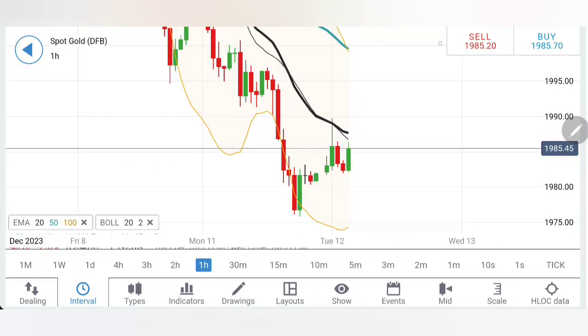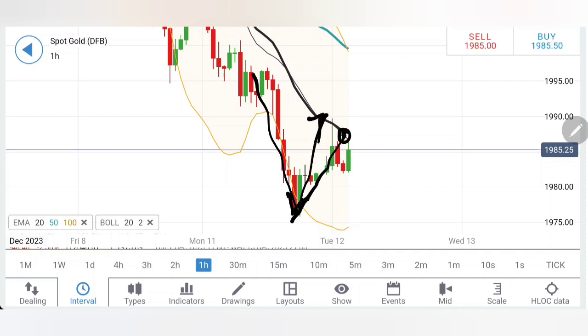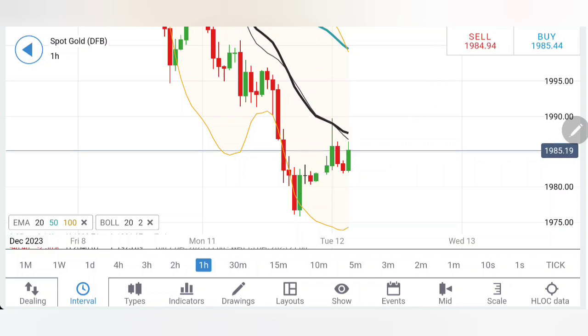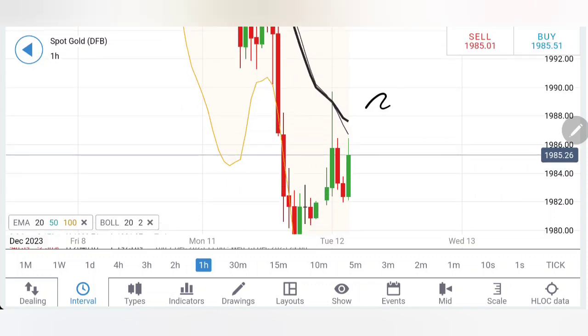Let's start. First, let's have a look at the hourly charts. On the hourly chart, see this was the drop here. With the drop, it has retraced towards the 20 period. There is too much of divergence of the price from the 20 period moving average. It is coming close to it, which is right now situated at around 1988 levels. That is the first resistance level for gold.